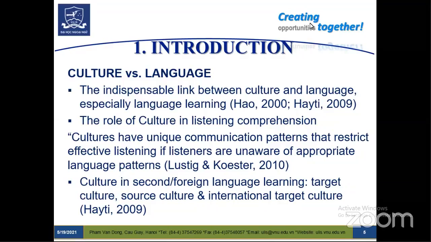When we talk about culture in second or foreign language learning, we often mention different kinds of cultures. For example, the target culture is the culture of the language that we are studying. If we are studying English, it's going to be the cultures of English-speaking countries like the US, UK, or Australia. Then the source culture, for example for Vietnamese people, is the culture of Vietnamese people. And international target culture can be considered as global culture.